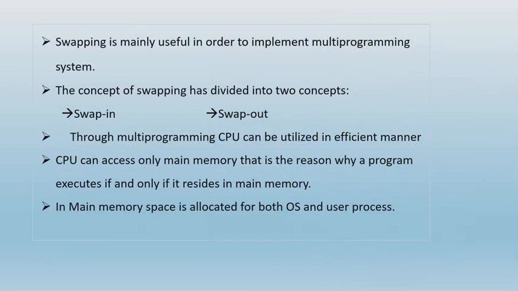Swapping is mainly useful in order to implement a multi-programming system. The concept of swapping is divided into two concepts, swap in and swap out. Through multi-programming, the CPU can be utilized in an efficient manner. The CPU can access only main memory. That is the reason why a program executes if and only if it resides in main memory. In main memory, space is allocated for both the OS and the user program.